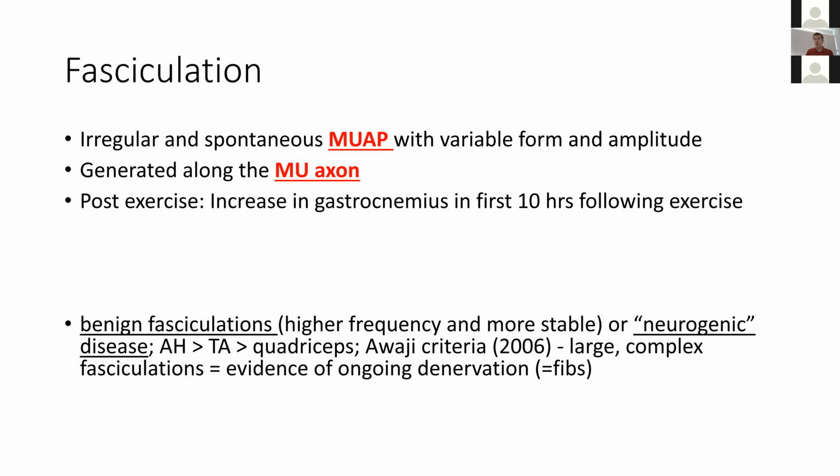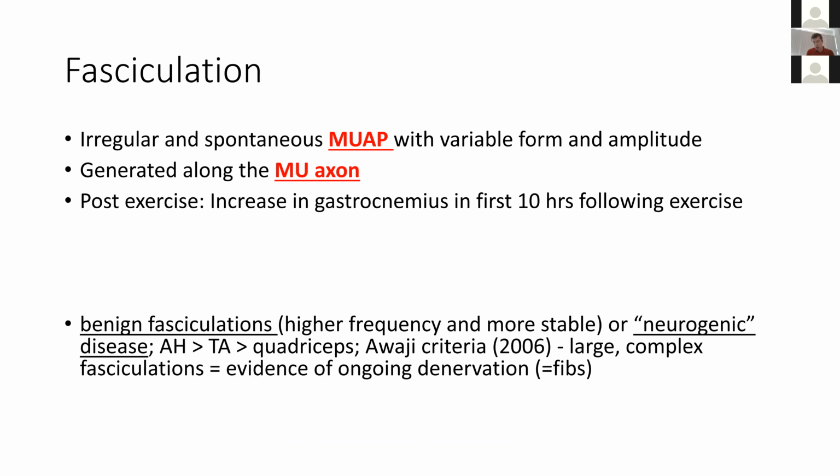Okay, next are the fasciculations. A fasciculation is an irregular and spontaneous motor unit action potential with variable form and amplitude. It is the whole motor unit which is firing in a fasciculation. It is generated along the motor unit axon. Of course, we have a lot of benign fasciculations. Post-exercise, there is an increase in fasciculations in the gastrocnemius in the first 10 hours after the exercise.